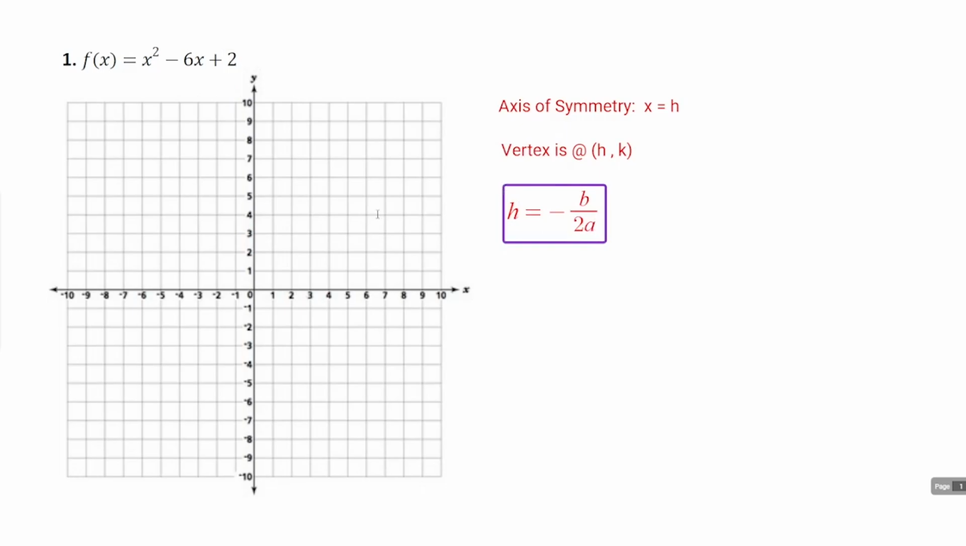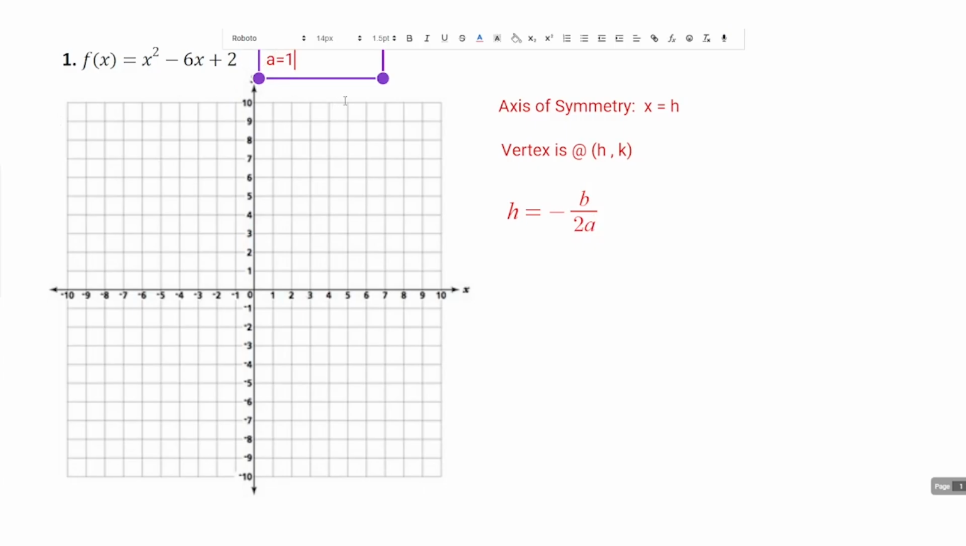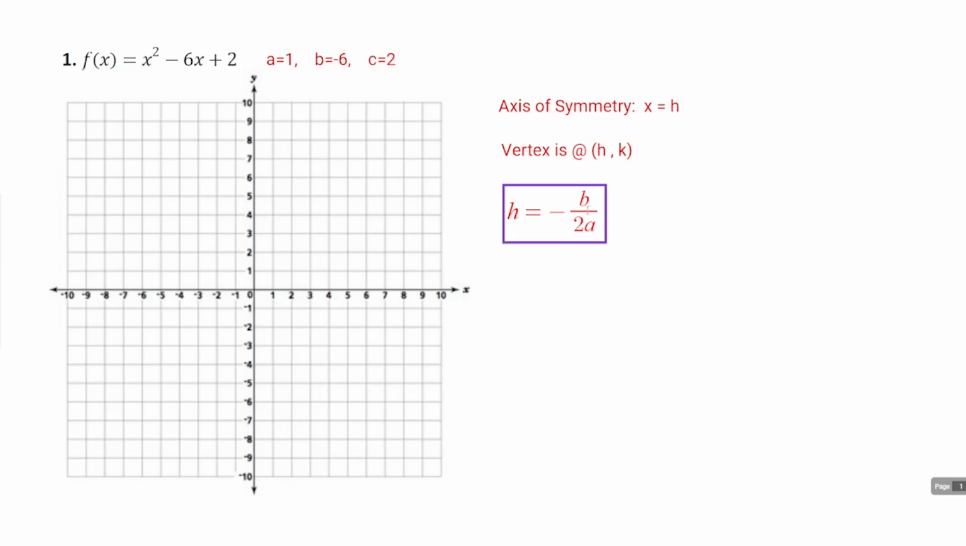And so this might be a good time to actually identify what a, b, and c are. In this case, a is 1, b is negative 6, and c is 2. So h is going to be the opposite of b, so that'd be positive 6 over 2 times a, so that'd be 2 times 1, which is 2. So 6 divided by 2 is 3. So we know that our axis of symmetry is at x equals 3, but let's go ahead and find the vertex anyway, and we'll just knock out both of those at the same time.